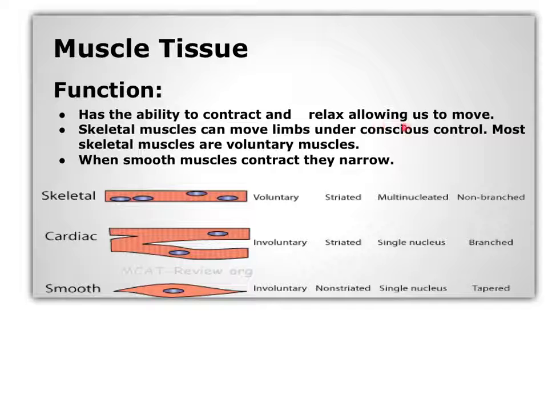Muscle tissues have the ability to contract and relax. This allows us to move. You can control your skeletal muscles. Most skeletal muscles are voluntary muscles, which means that you can control them. When smooth muscle contracts, it narrows.